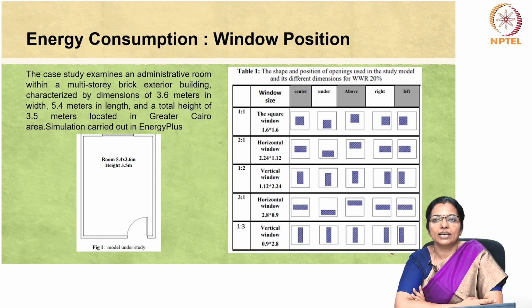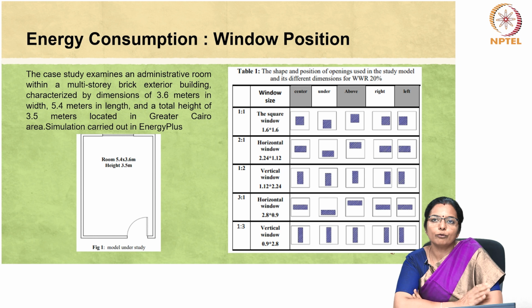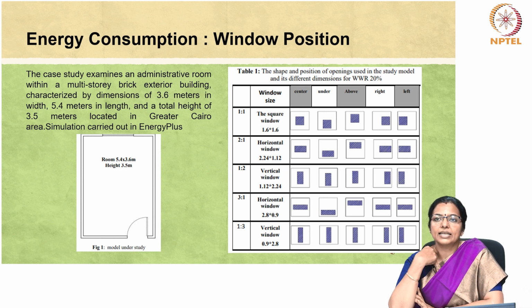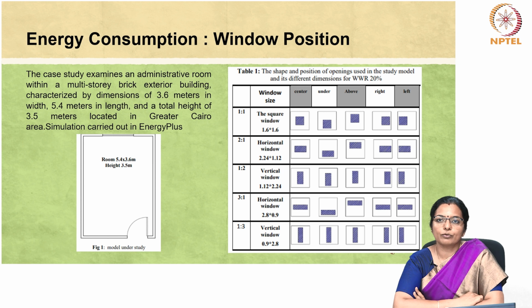The example selected here is from a research paper for better understanding. The case of window to wall ratio of 20% is selected here. As we have already seen, WWR stands for the window to wall ratio, which is a measurement used in building design to express the proportion of a wall that is occupied by windows compared to the total surface area of the wall. It is typically expressed as a percentage and is an important factor in determining the amount of natural light and ventilation that can enter a room.